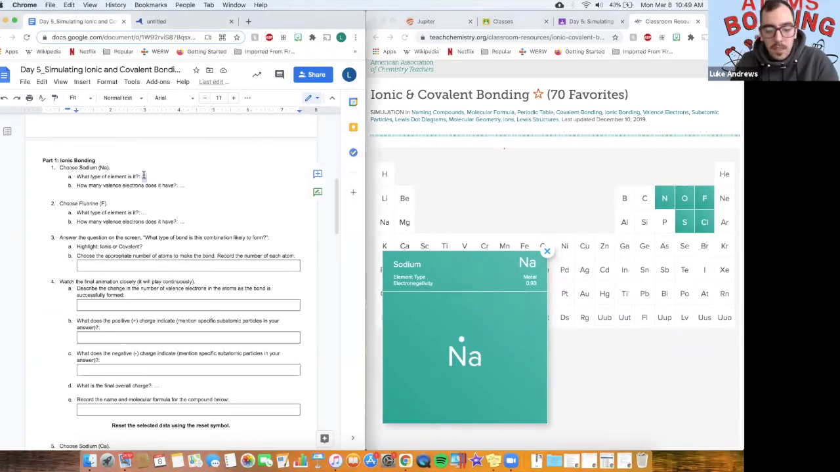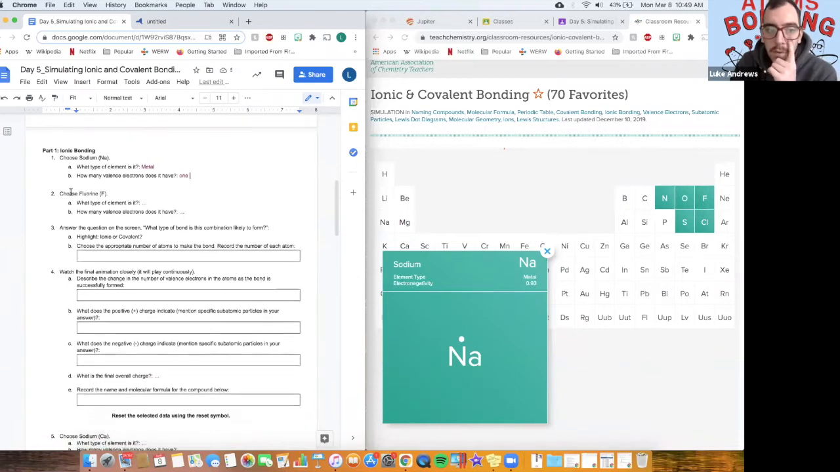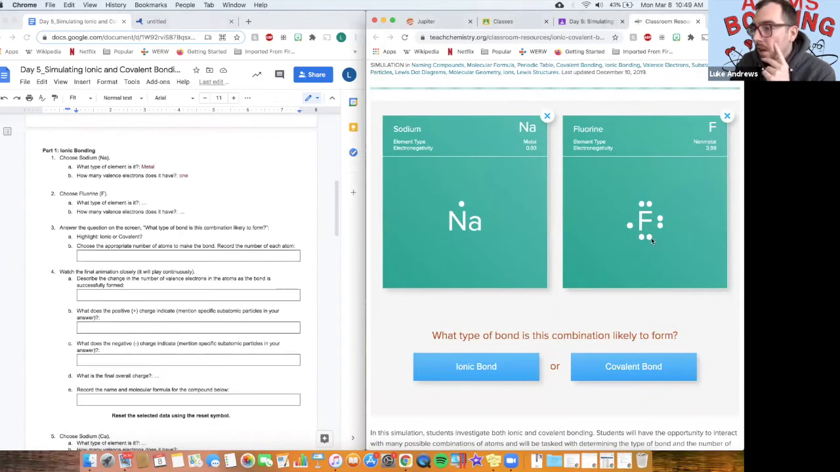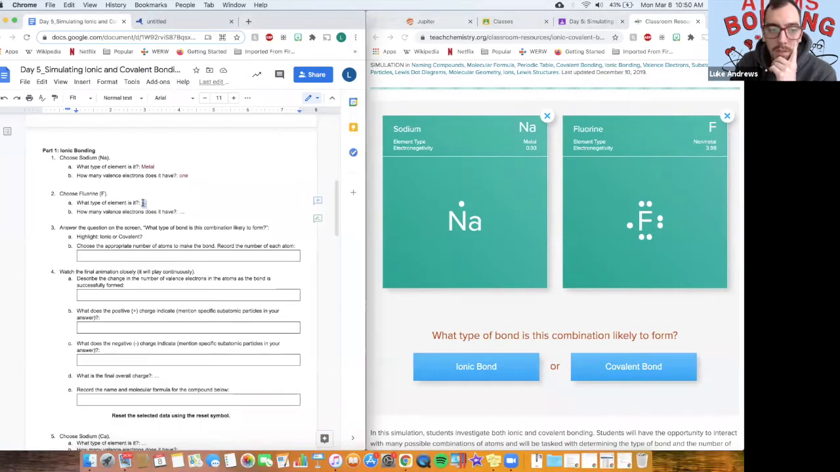So what type of element is it? It's metal. How many valence electrons does it have? 1. Pretty straightforward. Now it wants me to choose fluorine. So I can also click on fluorine. Two tabs is the most you can have on this simulation. You can have up 2 elements at a time. So fluorine is a nonmetal. How many valence electrons does it have? Well, I count 1, 2, 3, 4, 5, 6, 7 little dots. So that's 7 valence electrons.